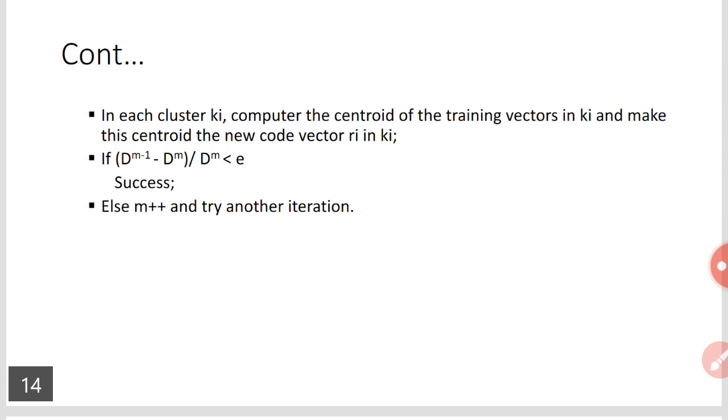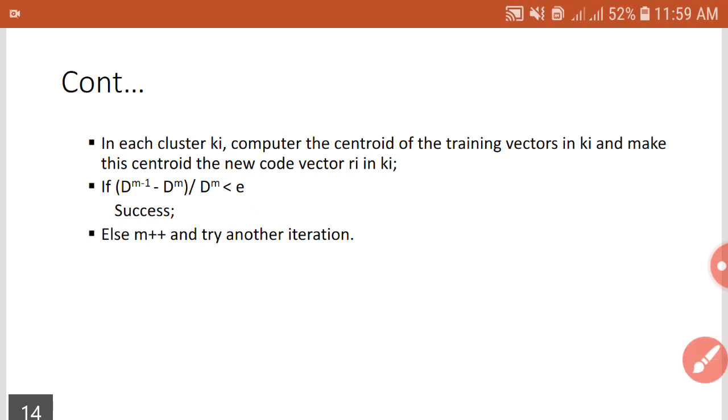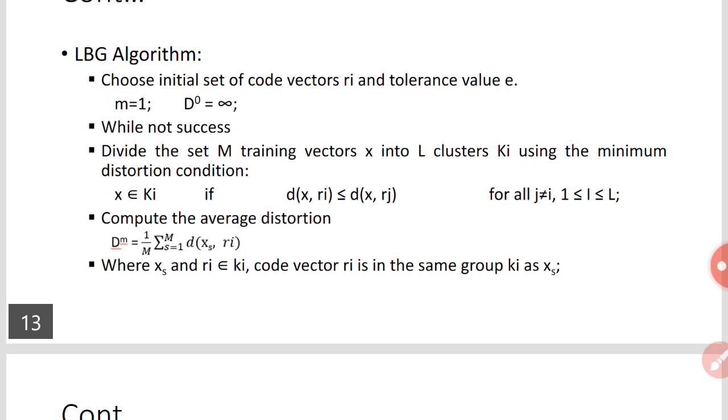Now the next step is to check for the condition. This D(m-1) is the distortion value for the previous iteration and D(m) is the distortion value for this iteration. This equation is checked, and if this condition is satisfied, then execution of the algorithm is stopped. Otherwise, m's value is incremented by 1 and another iteration is started from this while loop.